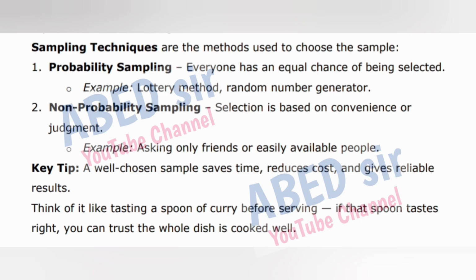2. Non-probability sampling. Selection is based on convenience or judgment. Example, asking only friends or easily available people. Key tip, a well-chosen sample saves time, reduces cost, and gives reliable results. Think of it like tasting a spoon of curry before serving. If that spoon tastes right, you can trust the whole dish is cooked well.